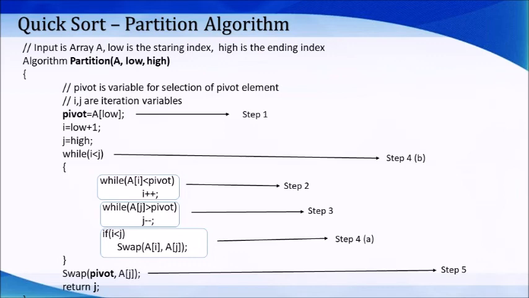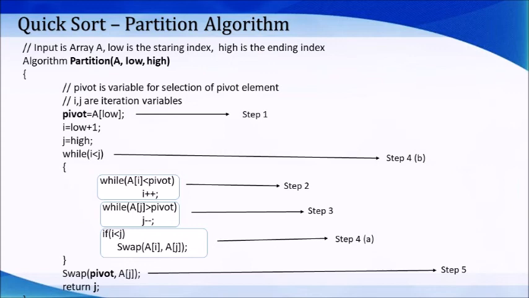Again, it is an iteration, so I am using a loop. What condition should satisfy? A of j should be greater than pivot. Then only j will go to the previous, that is j minus minus. So when I write while a of j is greater than pivot, j minus minus. This is the step 3.